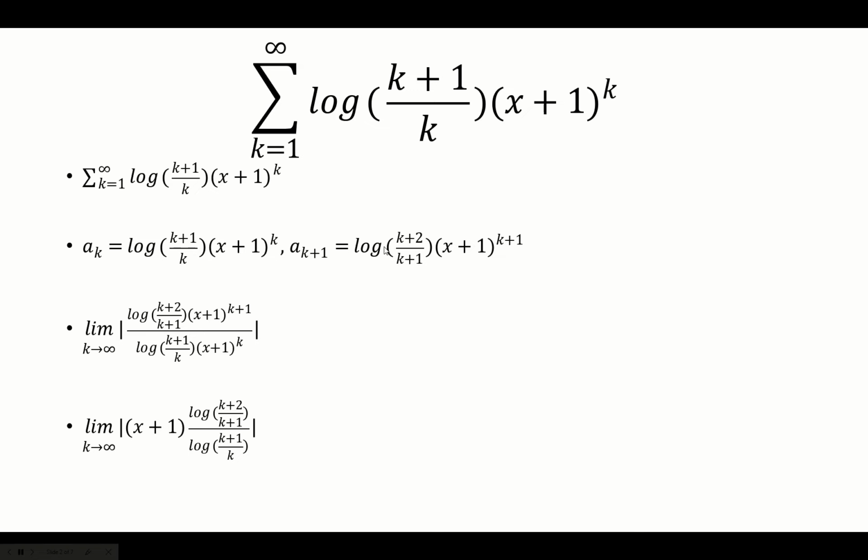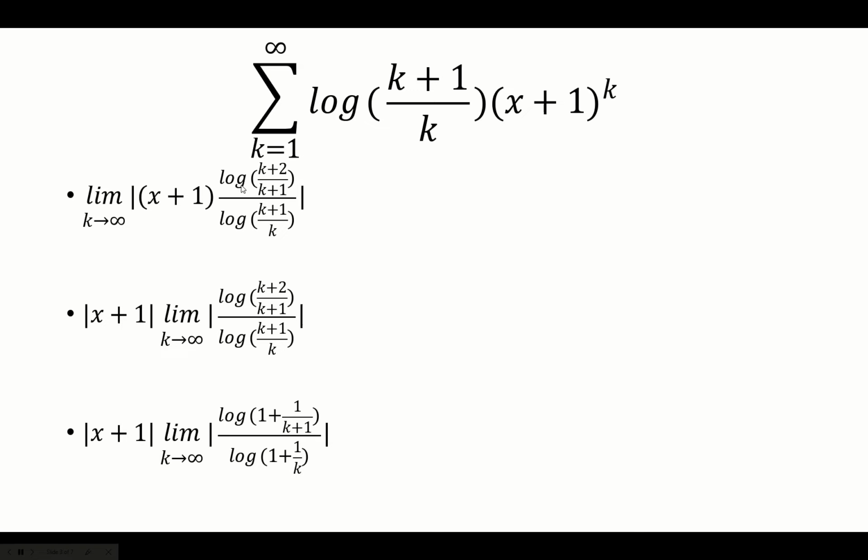So we have log of (k plus 2 over k plus 1), times (x plus 1) raised to the k plus 1 power. That's going to be on the top, and then we're going to divide it by the kth term, which is what's given already. Then we take the absolute value and the limit as k approaches infinity. The nice thing is that (x plus 1) to the k plus 1 over (x plus 1) to the k is just x plus 1. And we're just going to leave the logs as is for now.